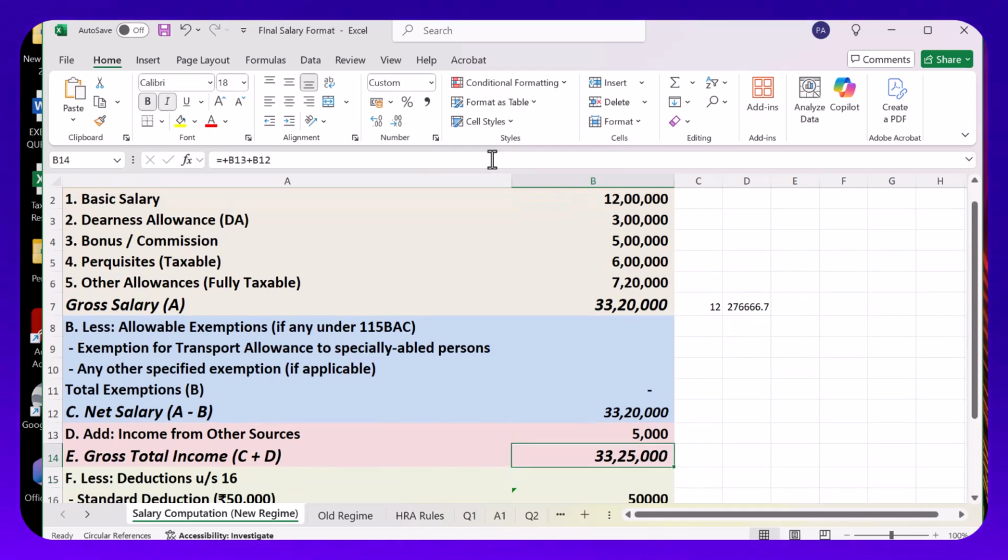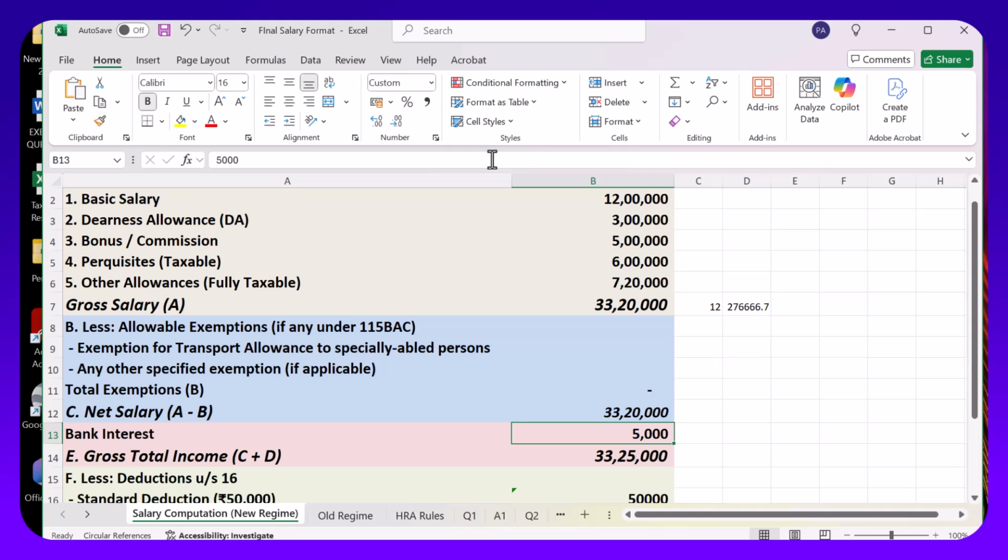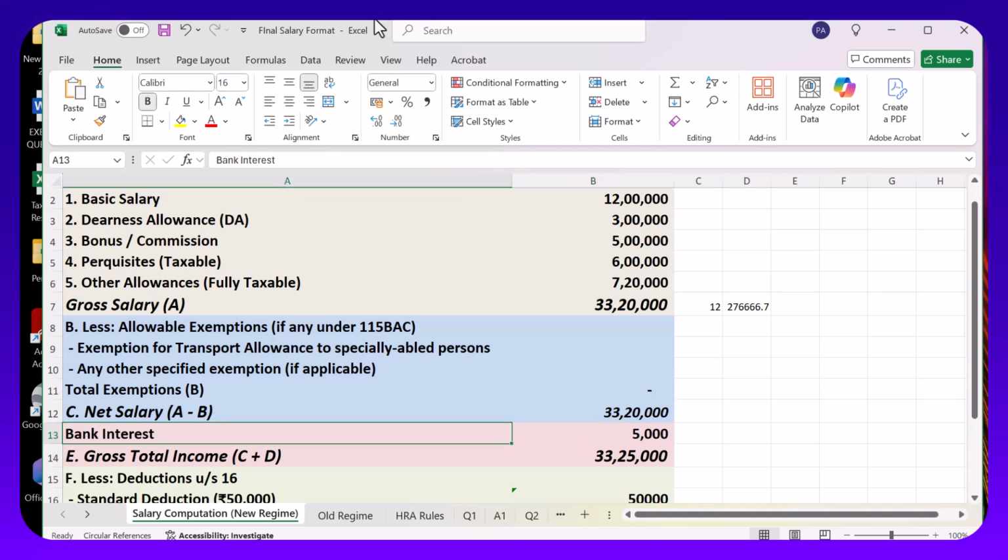Fine. So your income will come to 33 lakh 25,000. This is the bank interest. You have a bank on which you have parked your money and you're getting some interest, so that will be added. This is from other sources. So here we have to write income from other sources. This will be coming under income from other sources.